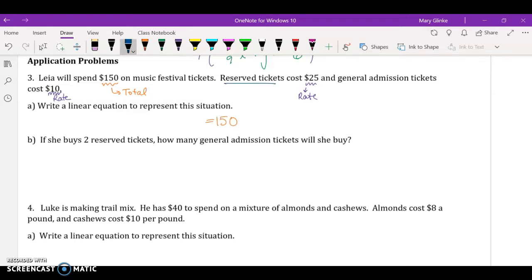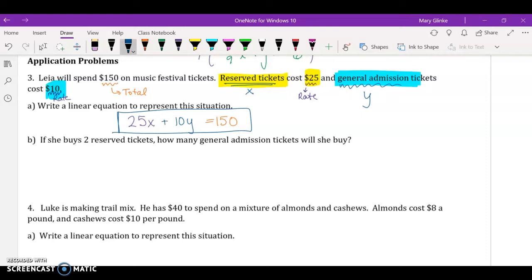What I'm going to do is I'm going to say reserved tickets, that's going to be my x value. General admission, I'm going to use as my y value. So these reserved tickets are $25 each. So I can write that as 25 times x. The general admission ticket, the rate for that one is $10, so we're still going to use it like a slope, but it's $10 per y ticket. So this is my equation then to represent this situation. And you notice this is naturally in standard form because I have two rates in the original problem.